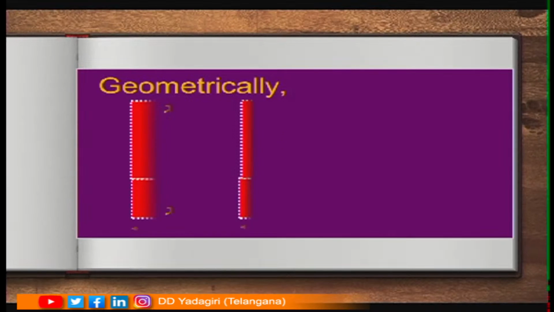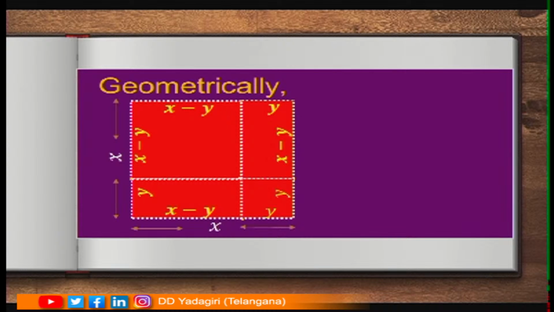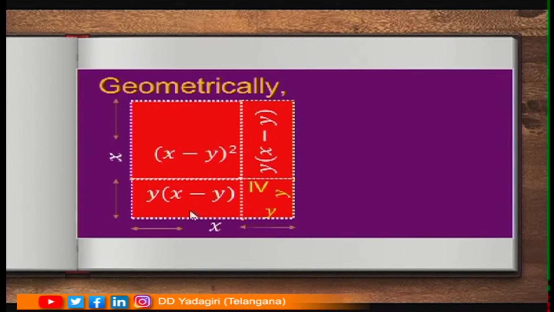When you take the 4 parts, the first part has side x minus y, so the area of this square is going to be x minus y whole square. The area of the second part is y into x minus y, the area of the third part is y into x minus y, and the area of the fourth part is y into y, or y square. Now you are observing that we have the areas of the 4 regions.